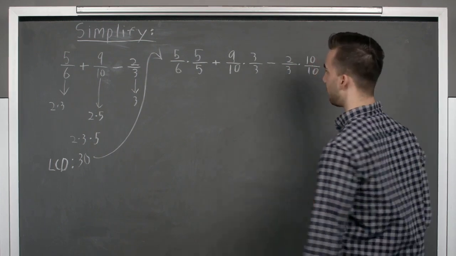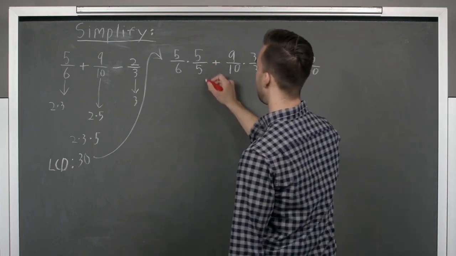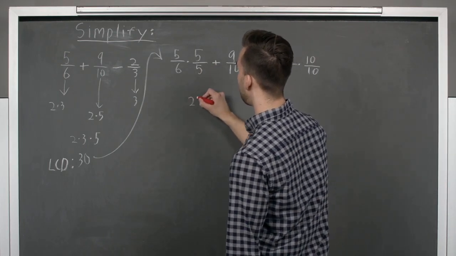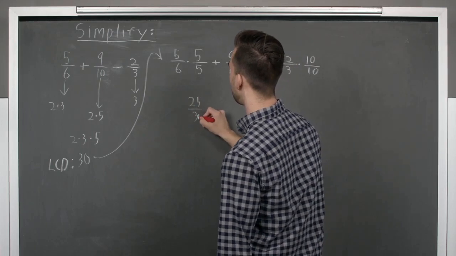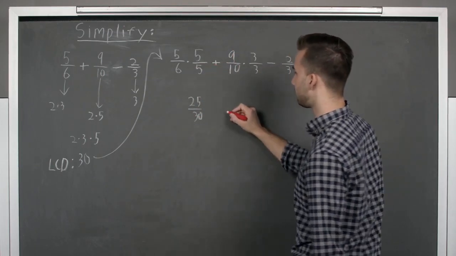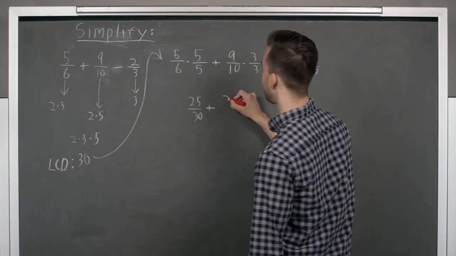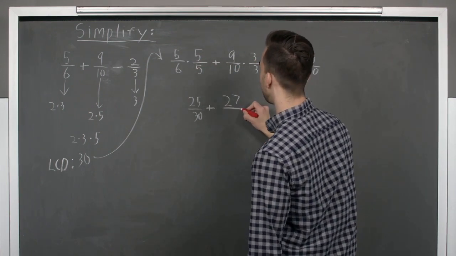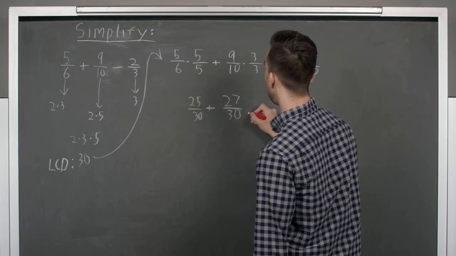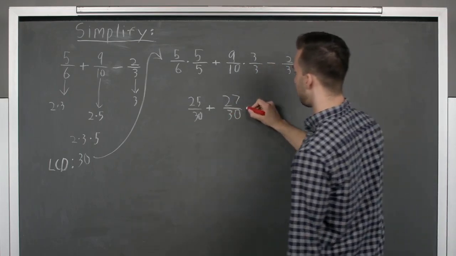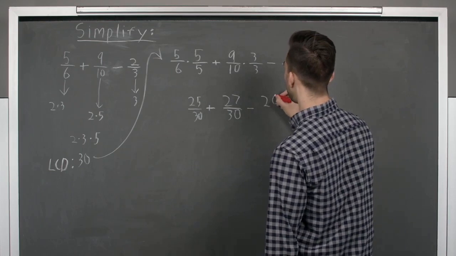So let's simplify this. We have 25 over 30, right? Because 5 times 5 is 25. And then we have plus 27 over 30. And then we have minus 20 over 30.